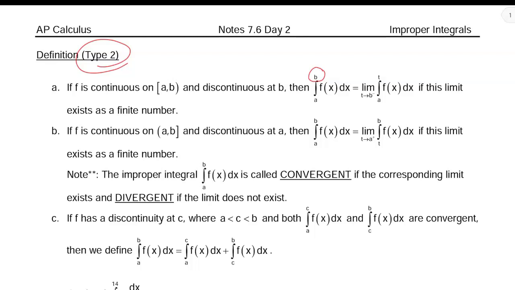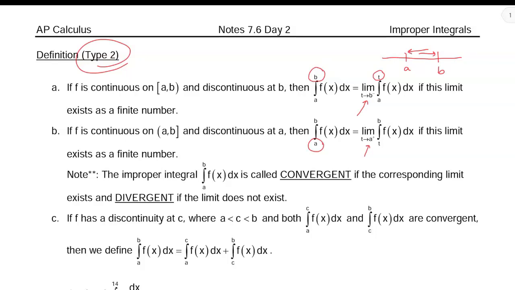What we'll do is replace b with t, and we'll have t approach that b value from the left. As we go from a to b, we would be approaching from the left. So we'll take a one-sided limit. And if a were the location of discontinuity, then we would approach a from the right. So look up again at my little number line. I approach a from the right when I'm on the interval from a to b. So we'll take a one-sided limit.